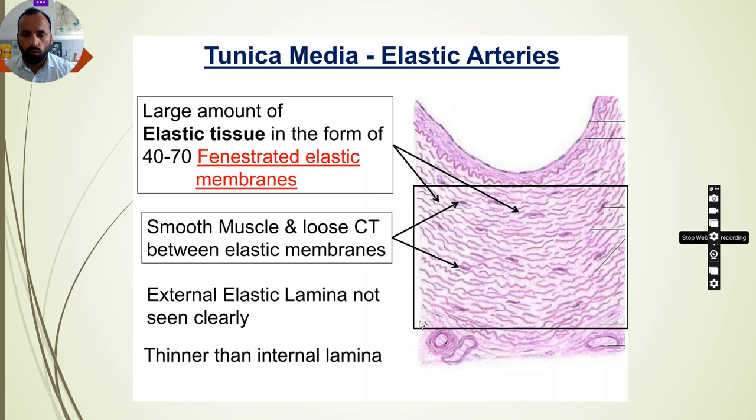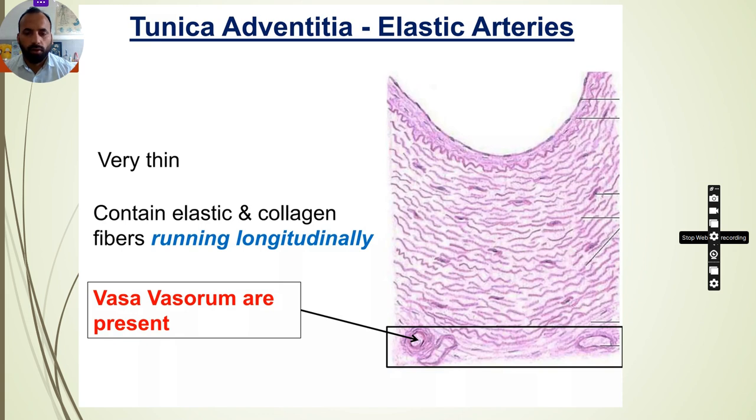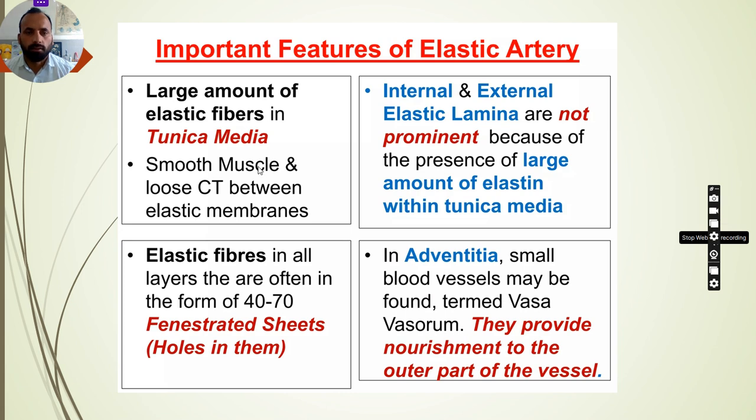On the other side of the tunica media, you should have the external elastic lamina, and this also you cannot differentiate because of the abundance of elastic fibers in the tunica media. The tunica adventitia will be very thin in the elastic arteries, and you will find some elastic and collagen fibers in this tunica adventitia that run longitudinally. Plus, in this adventitia, you will have small vessels that supply the large vessels. We call them vasa vasorum. So one can find the vasa vasorum in the tunica adventitia. These are some of the features of elastic artery that we have already discussed.